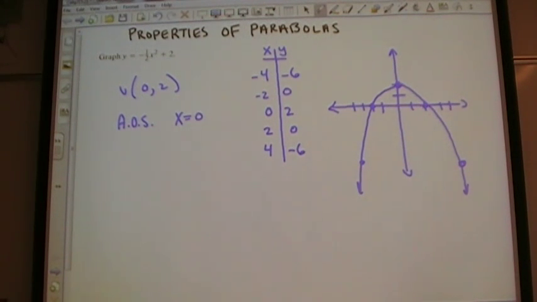Properties of parabolas. Write down the first example: y equals negative 1/2 x squared plus 2. This is what you're going to have to do to graph these. This whole section is about graphing parabolas. You should be able to look at that and tell the direction it opens. It opens down because your A value is negative.